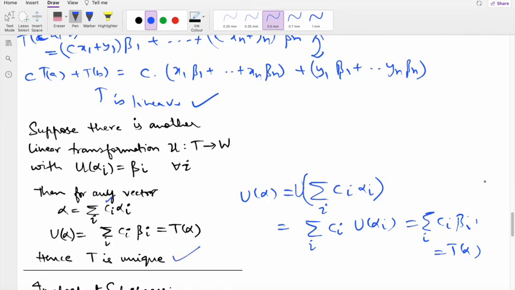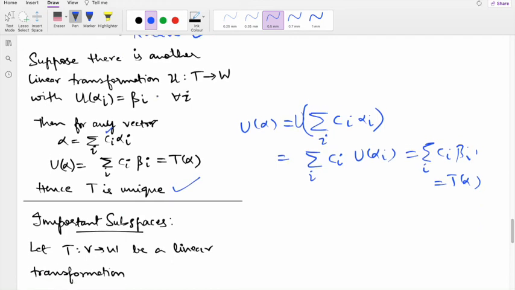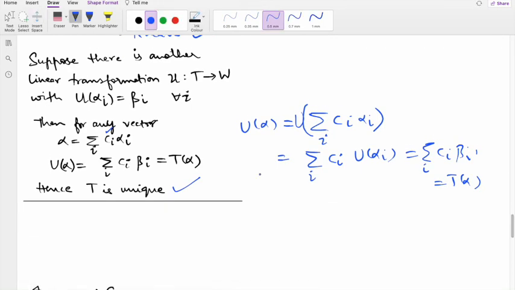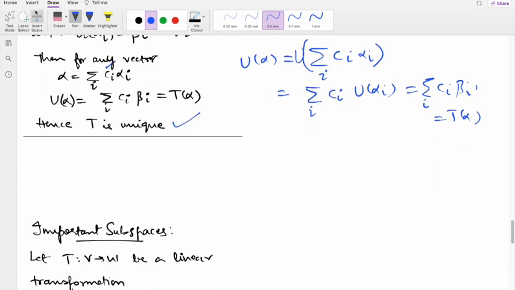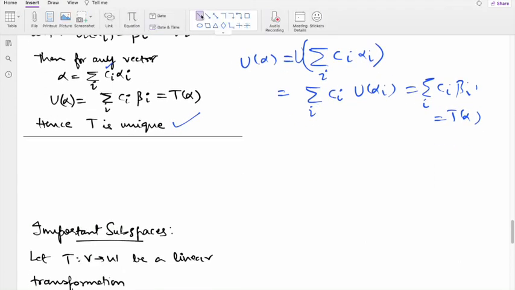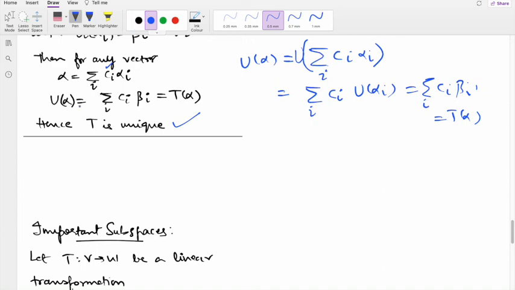Now, why is this important? What does this tell you? Let's look at one example. So let's say I want to go from R2 to R3, and my conditions are these.